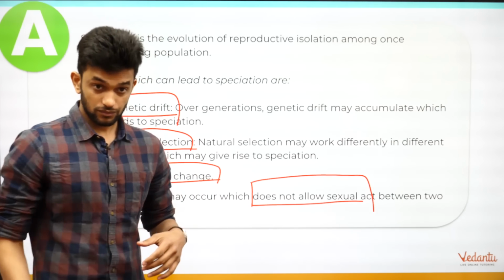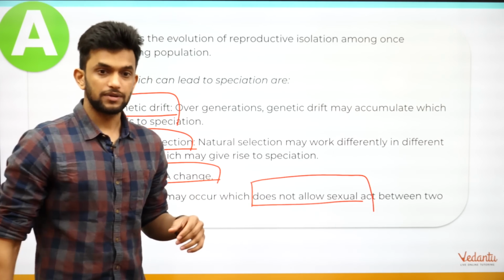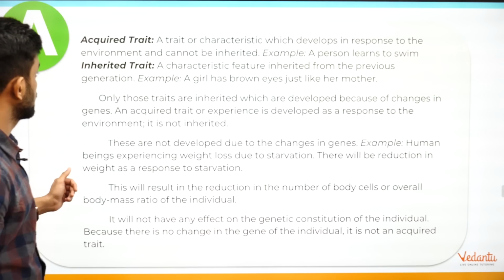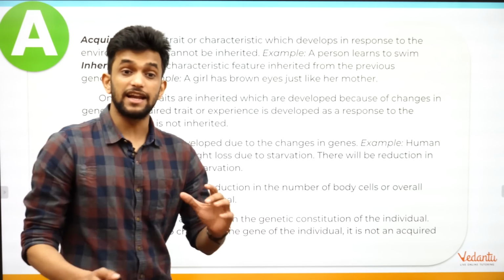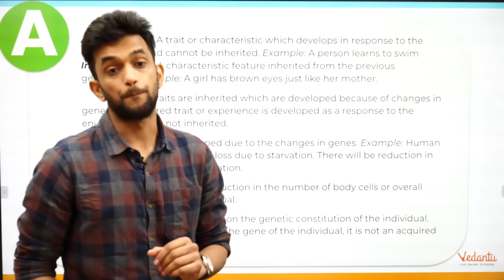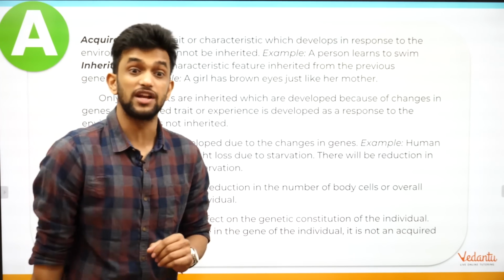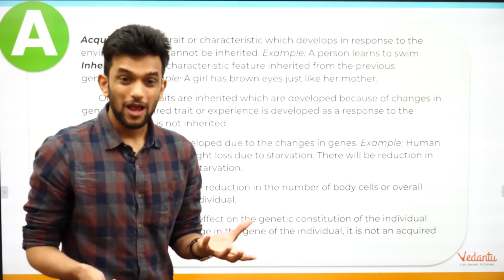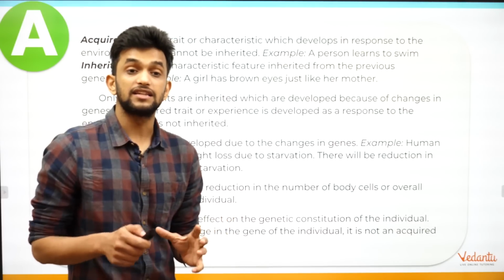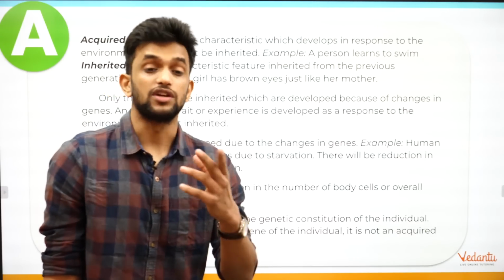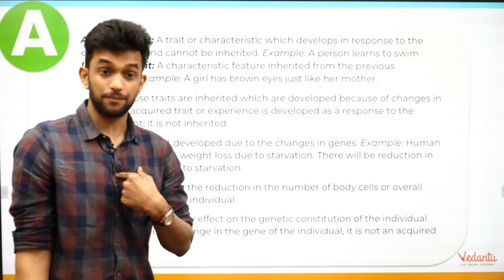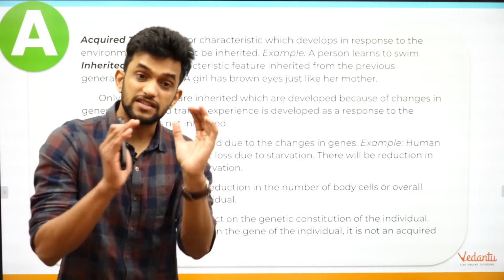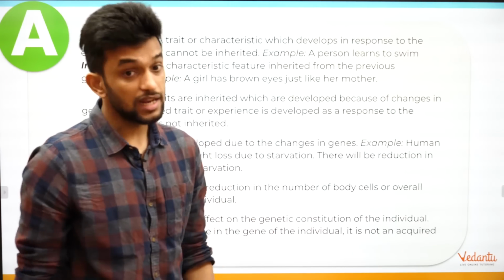Whereas inherited traits, the traits which we get from our parents, are passed on from generation to generation. Why are acquired traits not passed whereas inherited traits are passed? Because acquired traits do not create change in our DNA. They do not change our map, whereas inherited traits are present in our map only, the DNA basically.